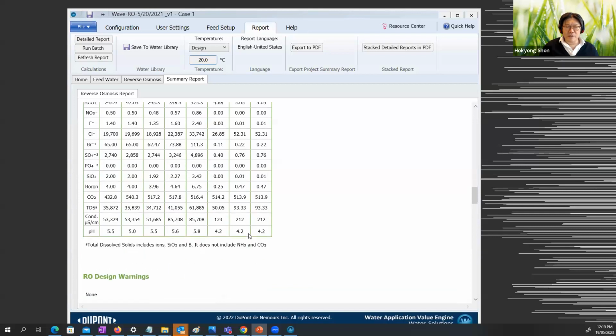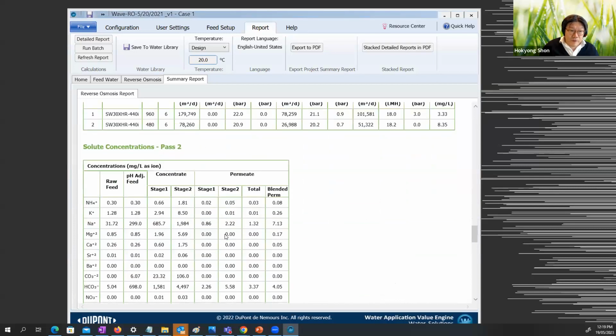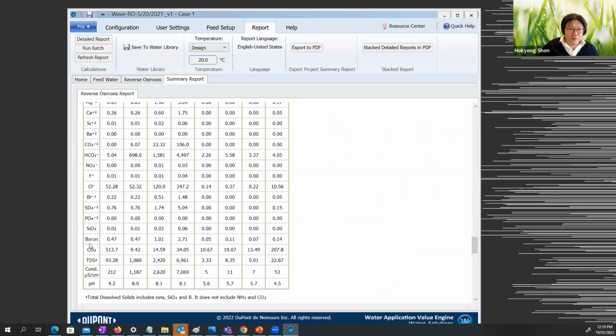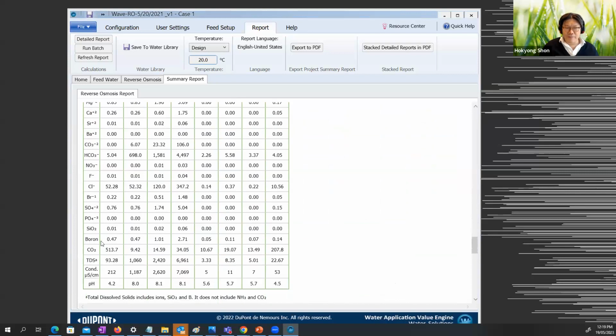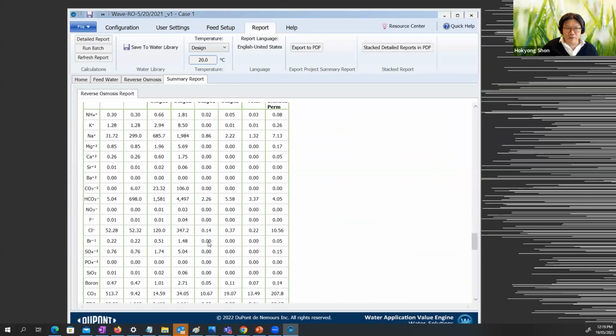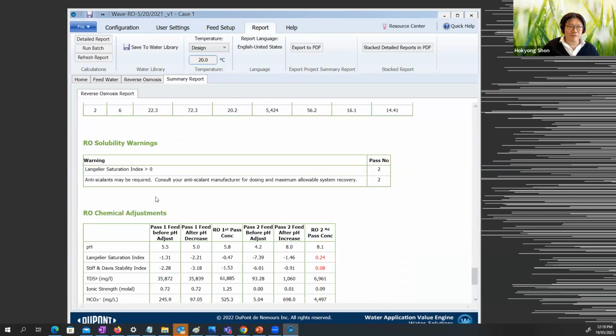So we need the second pass to remove this, and then have your boron concentration in the second pass at 0.07, 0.01, 0.014. So after the second pass, your boron concentration in the permeate is very low. So you can suggest your second pass. You can see all the detailed information from here.